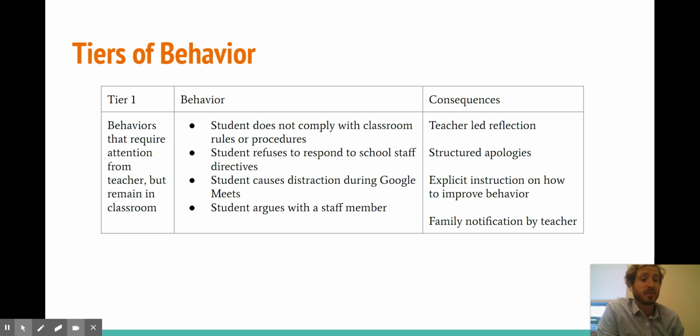A teacher could lead you through a reflection process or some type of explicit instruction on how to improve that behavior. They could also facilitate a structured apology, based off of who you might need to apologize to. Might be a peer, might be another adult in the room, but that's again going to be teacher facilitated. You might also have a family notification of that behavior. But those are the simple stuff, those learning experiences that we go through where we just might have to have a teacher redirect our behavior.